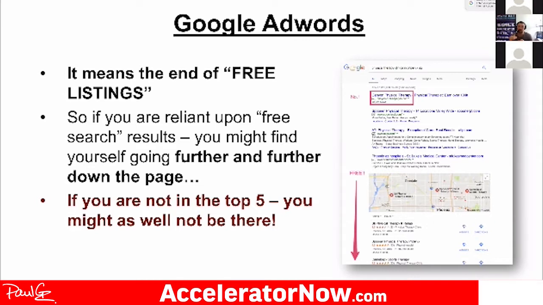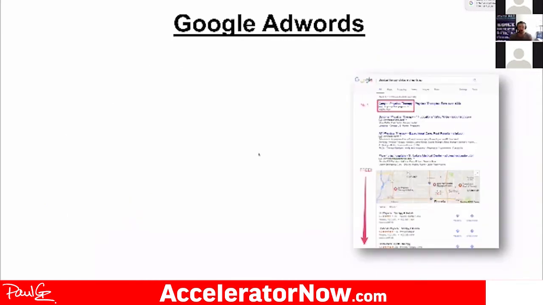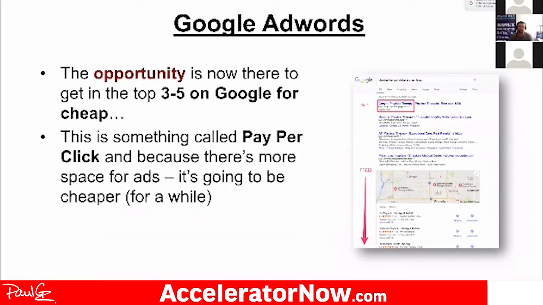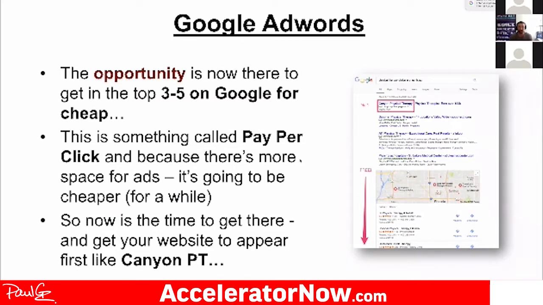So there's an ad, and this was probably 3 years ago when we did it for Canyon Physical Therapy, getting them to number one. What it does is it pushes all the free people down. So it really is the end of the free listings for many people. And if you've been relying upon that, you'll see that drop down. So Google AdWords is the place that we're pushing a lot of our clients now. The opportunity for you to get to the first one, two, and three on Google is phenomenal. Now is the time to get there.